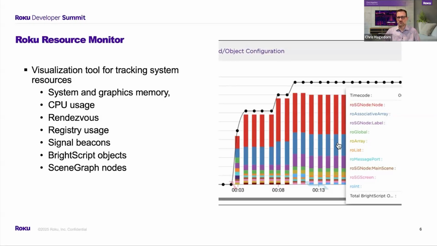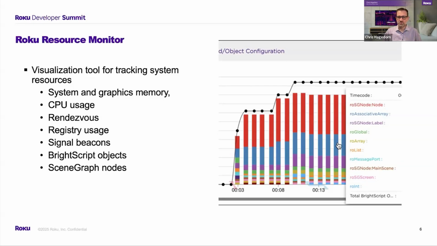Some examples of the types of data you can get out of RRM are the amount of system and graphics memory that a running channel is using, the amount of CPU it's using, and the number and duration of the rendezvous that it's generating. That's important because, as I'm sure many of you know, minimizing the number and the duration of the rendezvous in a channel is one of the most effective ways for improving performance.